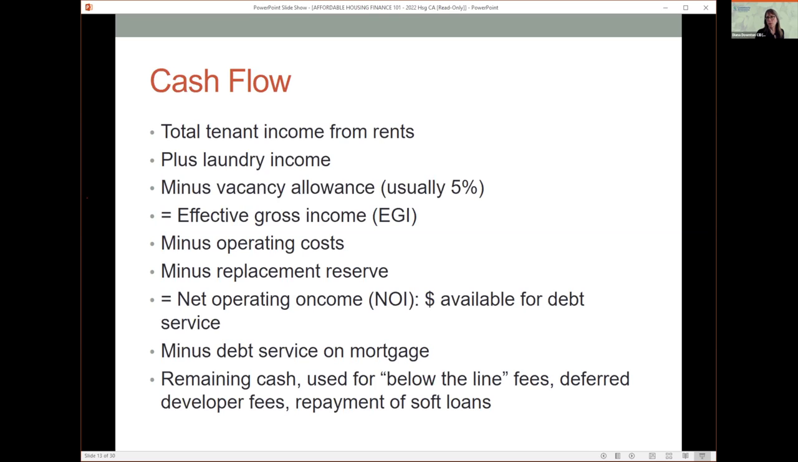So from net operating income, you deduct any debt service. The remaining cash flow is what's called below the line cash flow, which can be used for certain fees, maybe the investor's asset management fee, partnership management fee. It might be deferred. You might have deferred some of your developer fee that can be paid from cash flow, or the remaining amount would repay any soft loans from cities or counties.